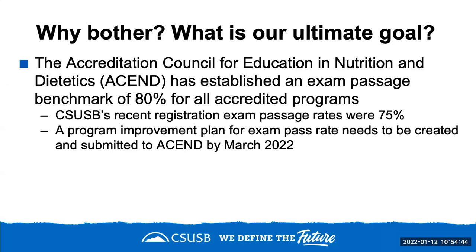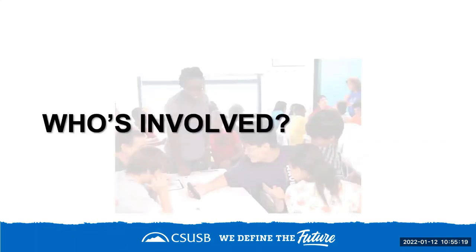And so the program has been working within the group of the program faculty to come up with a plan to improve that exam passage rate so that 80% of our graduates who take the exam will successfully pass the registration exam. And so we need to develop a program improvement plan for the exam passage rate, and they're submitted to Ascend by March of 2022. So who's involved with this plan? How are we going to make this happen?